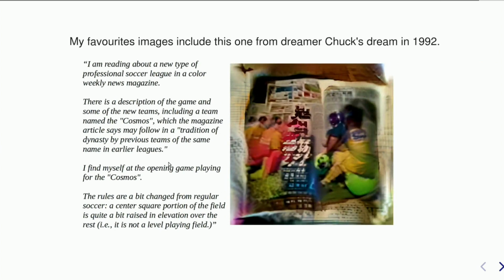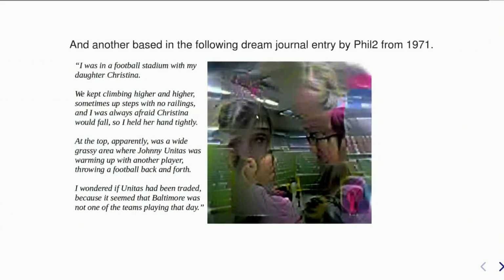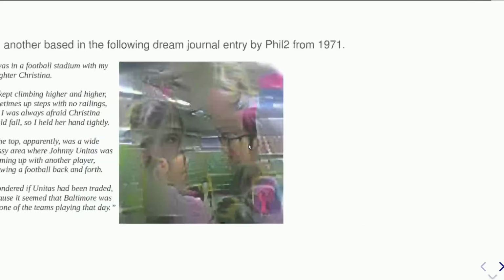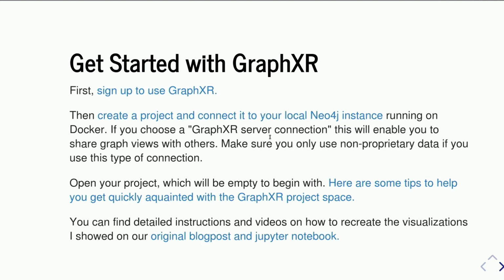So here is an example of an image. The first sentence that we fed to the model: "I am reading about a new type of professional soccer league in a colorful weekly news magazine." Well, this image is definitely of a magazine. It's very colorful. There are soccer players and maybe even some Japanese characters. This one we saw in our visualization: "I was in a football stadium with my daughter, Christina." I think it's quite interesting that it assumed it was a man that took Christina, the daughter, to the football stadium. So, gender-wise.